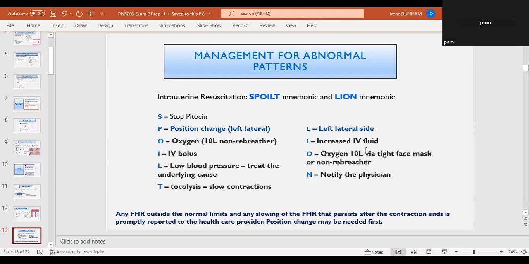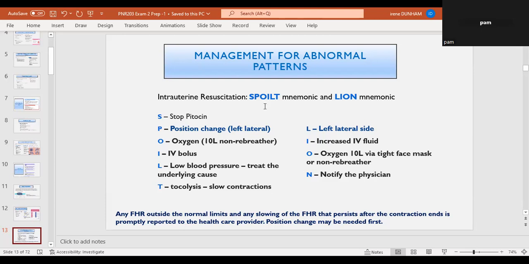And then oxygen. You have oxygen at 8 to 10 liters via tight face mask, or better yet, a non-rebreather. So in your labs at the college, go ahead and look at all the different face masks, and you can see how you would have a nice tight face mask on this patient or a non-rebreather. I have to get the most into her quickly. And then the N would be to always notify the doctor, whoever the provider is, the physician, because I need to get help. Okay, you need help. Hey, get in here.